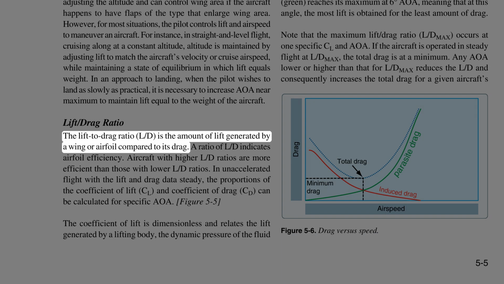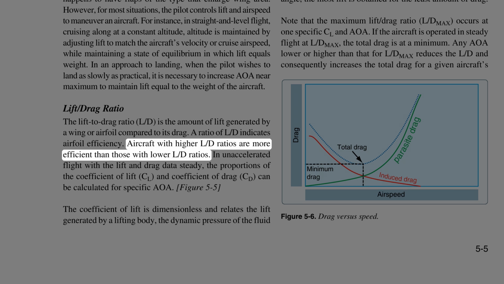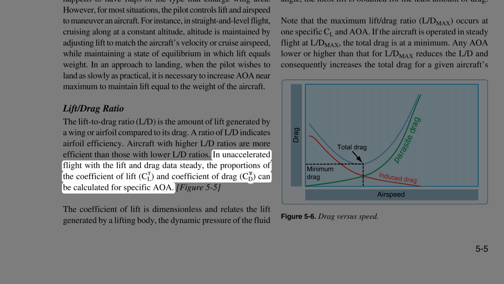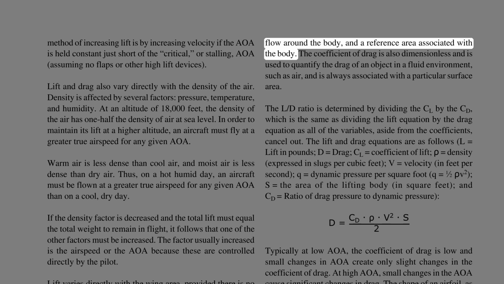Lift-drag ratio. The lift-to-drag ratio, L/D, is the amount of lift generated by a wing or airfoil compared to its drag. A ratio of L/D indicates airfoil efficiency. Aircraft with higher L/D ratios are more efficient than those with lower L/D ratios. In unaccelerated flight with the lift and drag data steady, the proportions of the coefficient of lift, CL, and coefficient of drag, CD, can be calculated for specific AOA. The coefficient of lift is dimensionless and relates the lift generated by a lifting body, the dynamic pressure of the fluid flow around the body, and a reference area associated with the body.